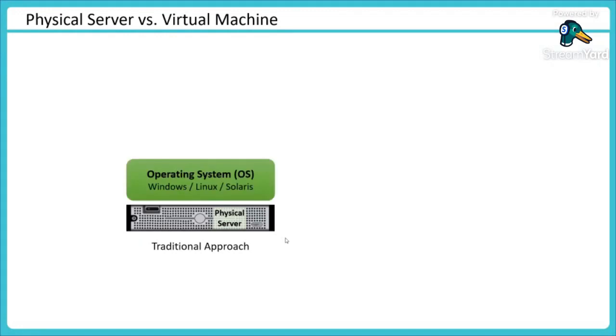would need some operating system running on top of it. It could be Windows, it could be Linux, it could be Solaris, depending on what type of applications you want to run. And once this is done, you would start deploying your application, which could be .NET, Java, or Python. It purely depends on how your application is configured. And once this is ready, you are able to host your application.